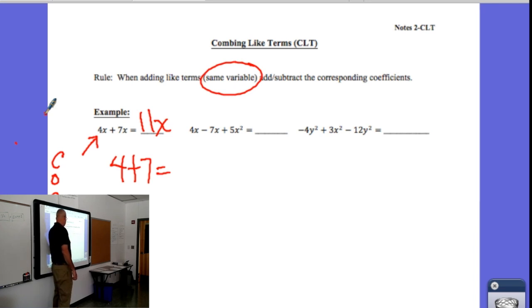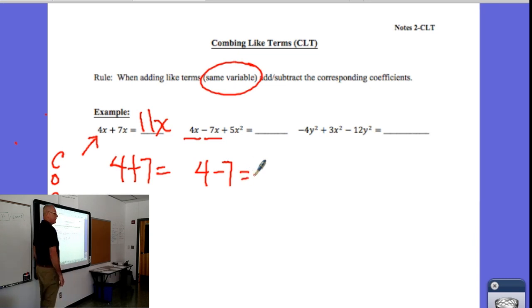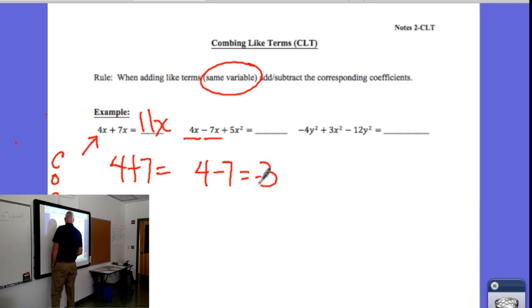Okay? So in this case, I have 4x. I'm going to put a line under it, and negative 7x. So, taking the coefficients, 4 minus 7 is equal to negative 3. Negative 3x. Right? Can I combine this one?